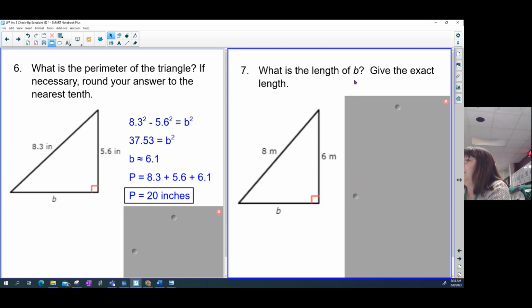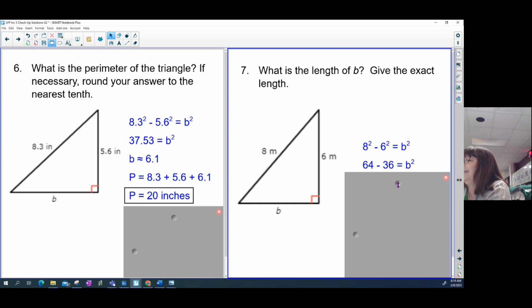Number 7, what is the length of B? This time we want the exact length, meaning I don't want you to put it in the calculator and find the square root unless that square root is a whole number. If not, leave it under the square root symbol. So we have a hypotenuse of 8, and we have a leg of 6, and we're missing the leg B. So we're going to do 8 squared minus 6 squared to get b squared. 64 minus 36 is b squared.